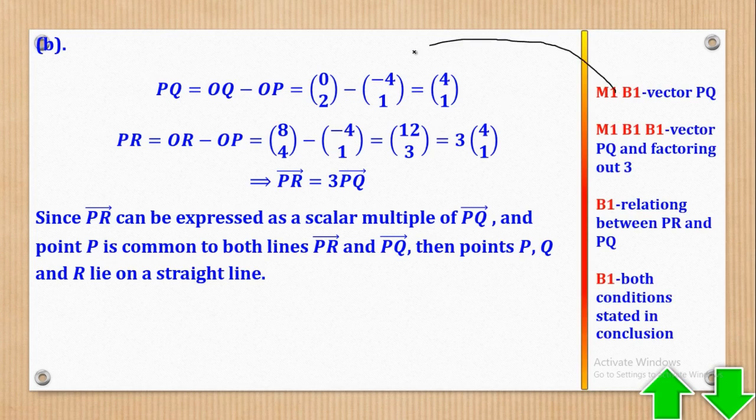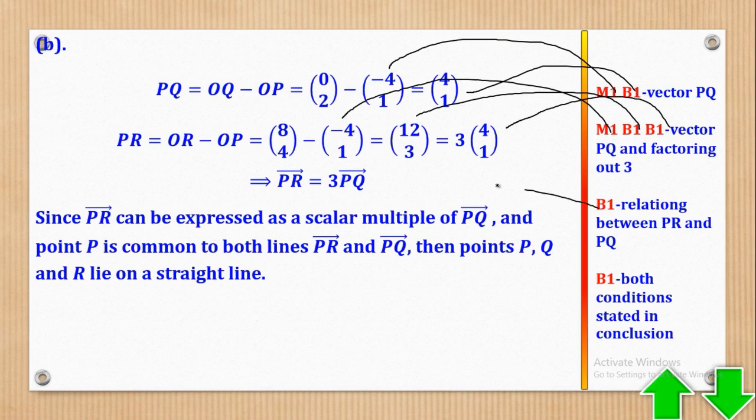So this M1 for subtraction, B1 for the output, M1 for subtraction, B1 for the output, and another B1 for factorizing out 3. Then B1 for the relationship between PR and PQ, and B1 for the conclusion. So both conditions must be stated. The condition for scalar multiple and the condition for common point.